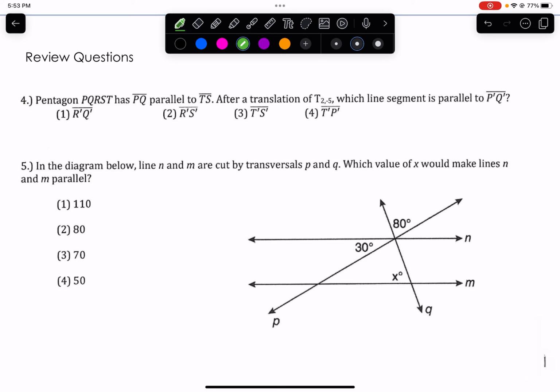So here are some questions that are familiar from Regents exams. Pentagon PQRST. So a pentagon is a shape with 5 sides. It has PQ parallel to TS. After a translation, so this is a slide, right? So a slide is just when we're going to pick up our shape. Let's draw this first. So PQRST. So we're saying that PQ is parallel to ST.